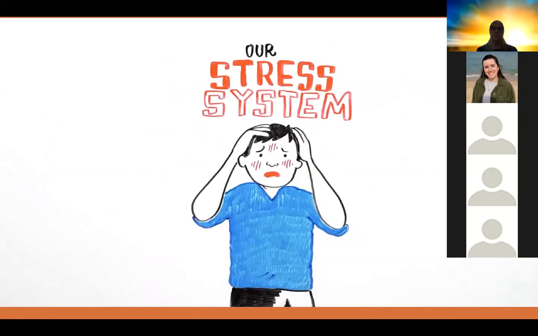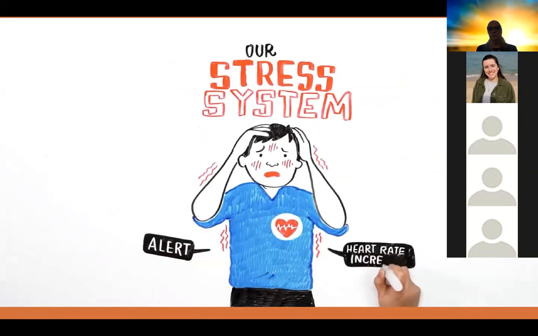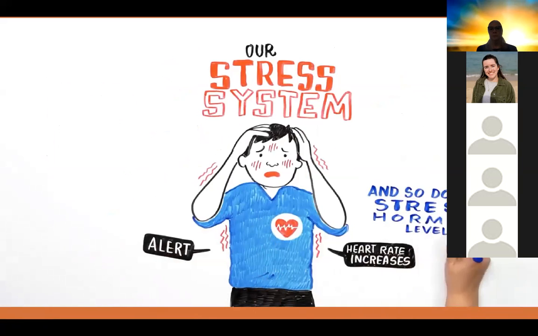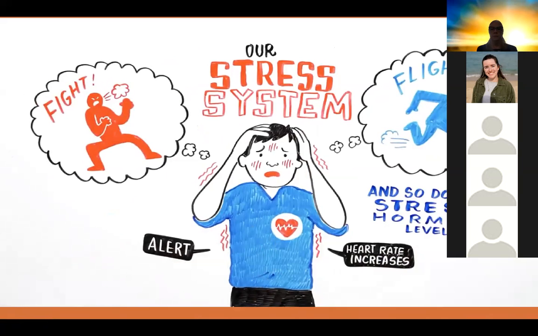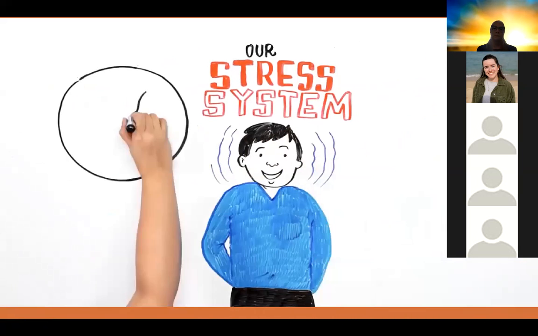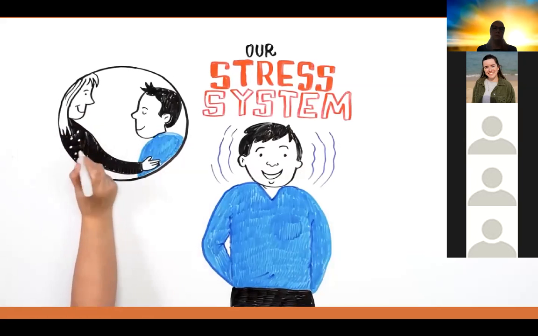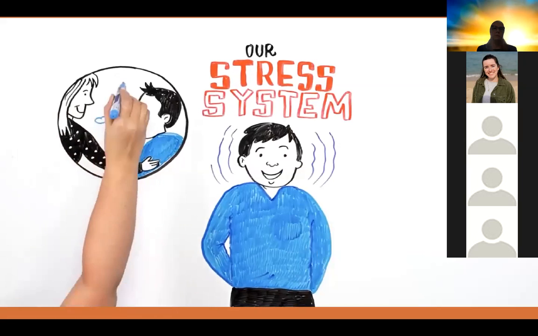It's activated when we experience stress. We become alert, our heart rate increases, and so do our stress hormone levels, cortisol and adrenaline. Our body is ready to react, what is known as fight or flight. A short period of time after the stress is over, or if a child receives support from a caregiver, the stress response turns off and the body returns to a normal state.